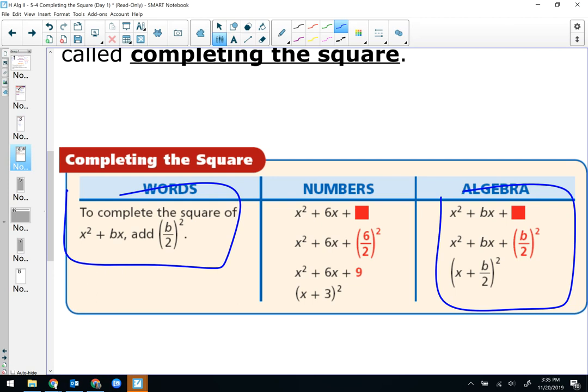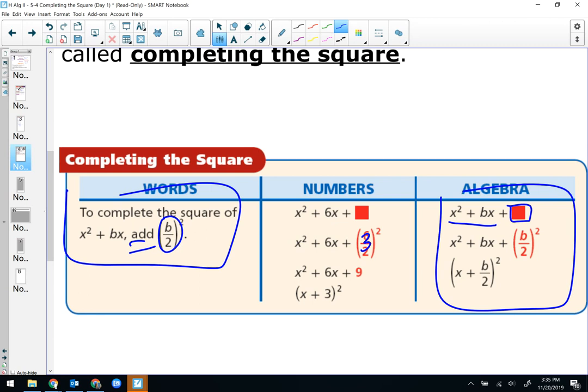Okay. To complete the square, what we actually do is we take b divided by 2 and we square it. And what do we do with it? We add it. Okay? So think about it this way. X squared plus bx. I'm going to add b over 2 squared right here. So for example, x squared plus 6x. Take half of b, 3, square it, I get 9. Now, I'm going to write a 3 right there because that's 6 over 2.